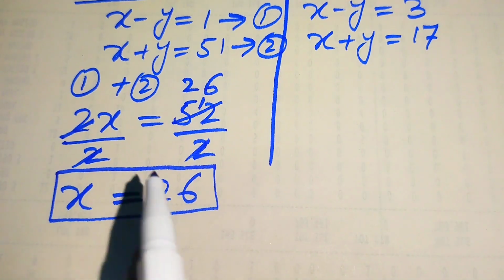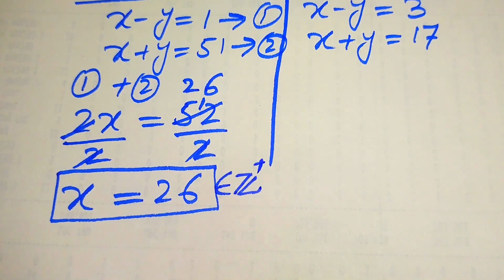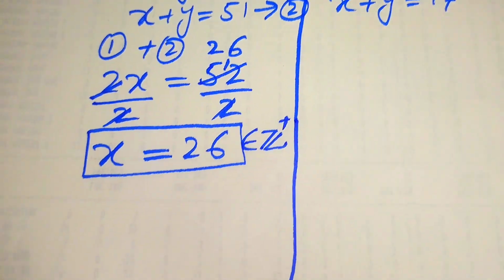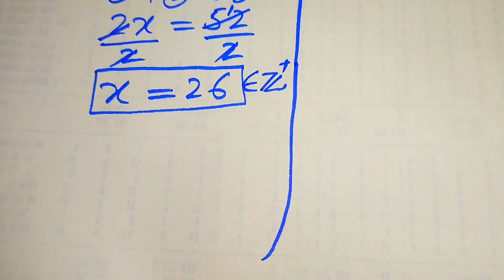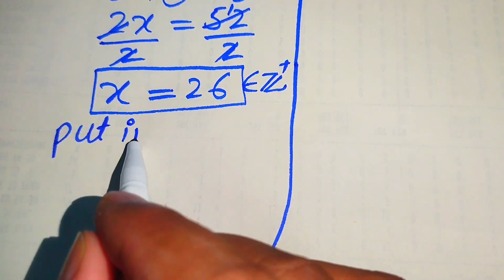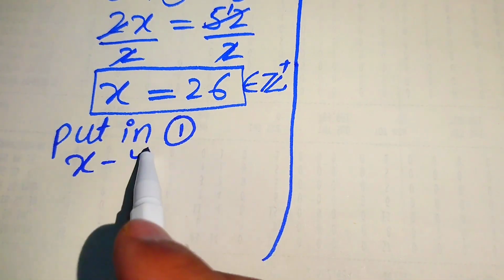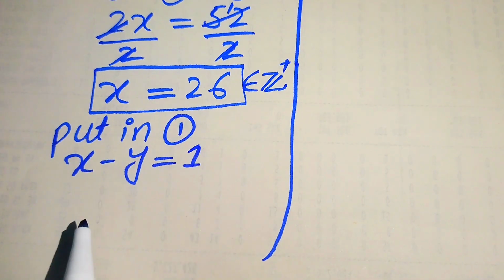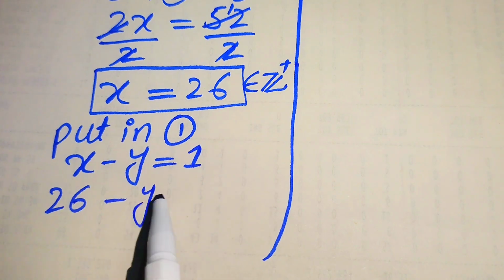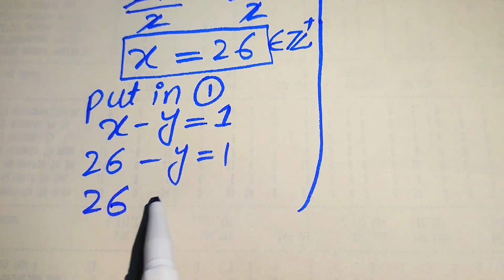So this is the first value of x, and you clearly see that our x must belong to the positive integers. So we use this value of x into equation number 1 or equation number 2, and we easily get the value of y, so we use this value of x into equation number 1. And now we copy down equation number 1 here. It is x minus y equals to 1, and our x is equals to 26, and 26 minus y is equals to 1. And here we move minus y to the right hand side and 1 to the left hand side.